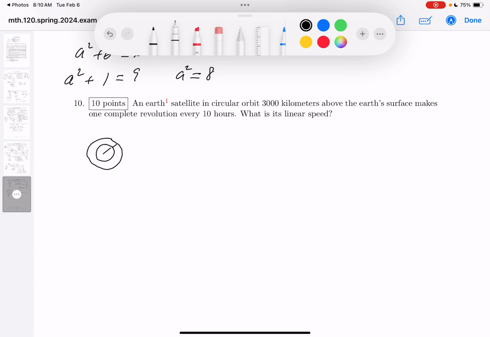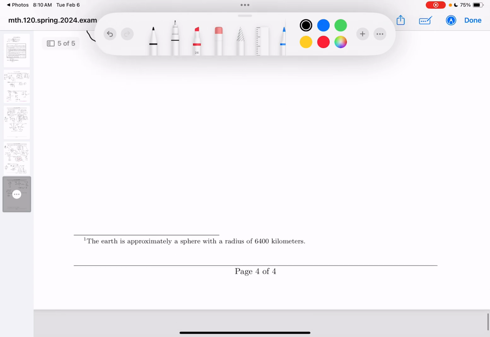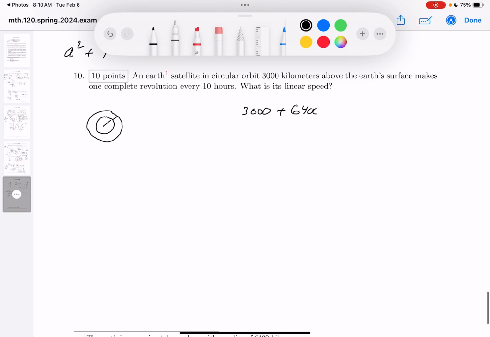So the orbit's radius with respect to the center of the Earth, by the way, would be 3,000 plus, they said 6,400, right? And what's that going to give you? 9,400 kilometers. All right? And someone says, well, what's the formula? And certainly you need to know that. And it's going to be V equals R omega. All right? So it says an Earth satellite, circular orbit, complete revolution every 10 hours. So what I do know is I know the radius, this is the radius, by the way, is 9,400 kilometers. I'm going to put that down.